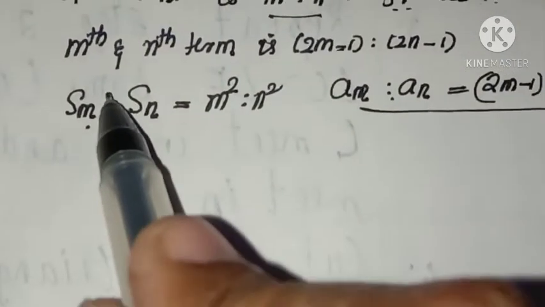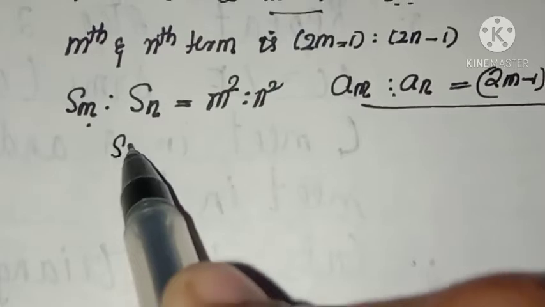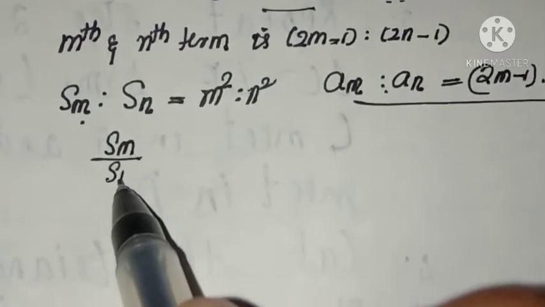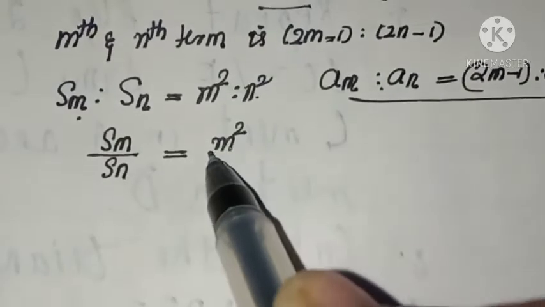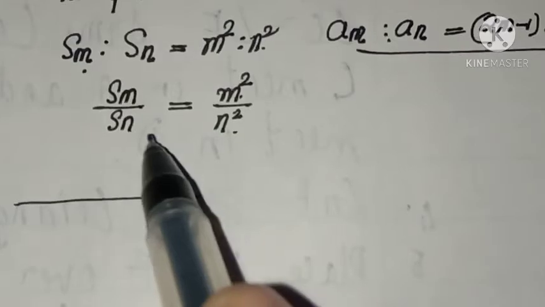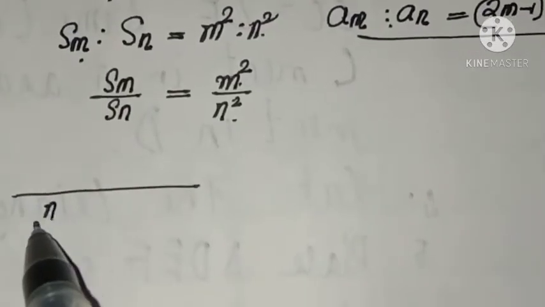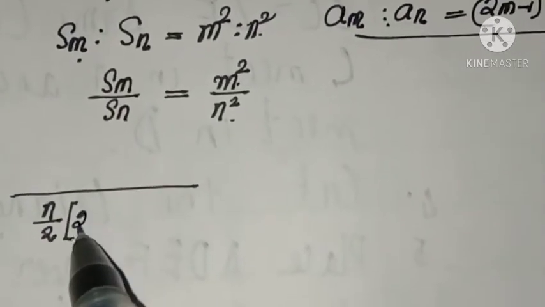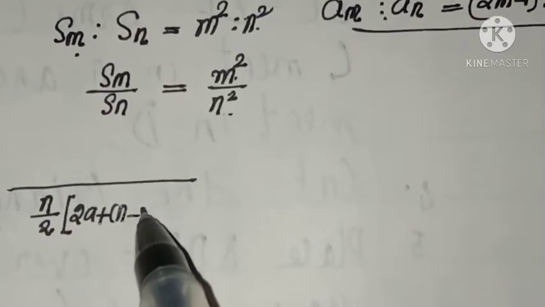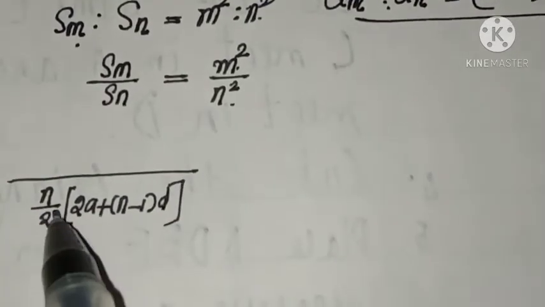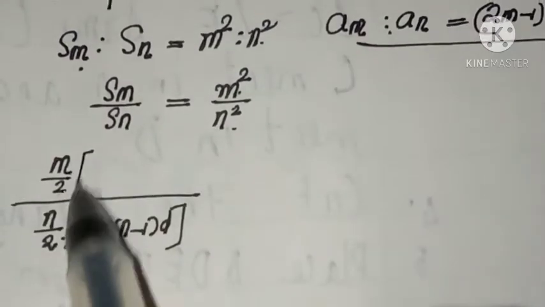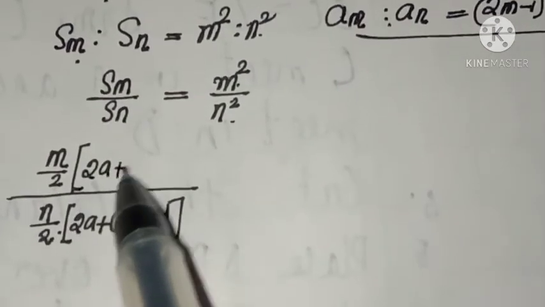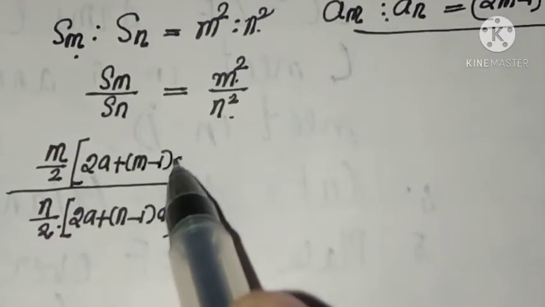So write S_m is to S_n, as S_m/S_n is equal to m² is to n², as m²/n². Now listen, what is S_n? Write the formula. n/2 into [2a + (n − 1)d]. This is S_n. So what is S_m? m/2 into [2a + (m − 1)d].